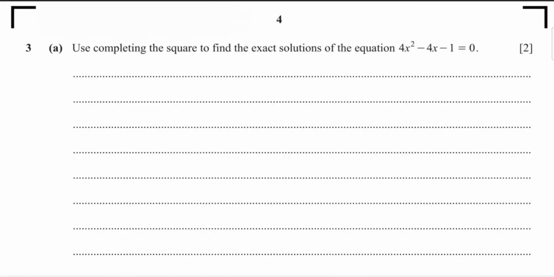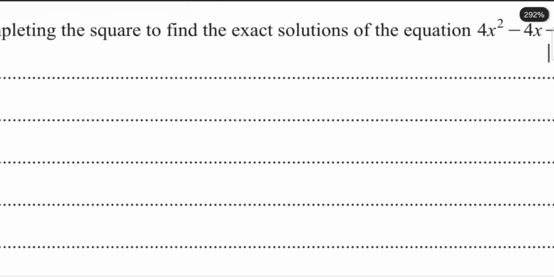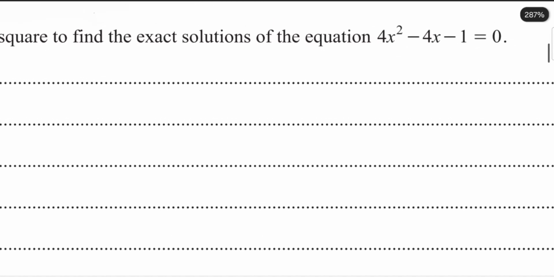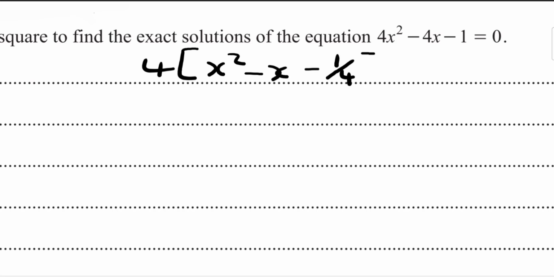And for number 3, part A, it says use completing the square to find the exact solutions of the equation 4x squared minus 4x minus 1 equals 0, right? So for this, we're going to start by factoring out 4, so that we get x squared minus x, because we're factoring out 4, then minus a quarter, right? It's like we're dividing everything by 4, and this should be equal to 0. So we're going to complete the square for this, then multiply by 4.